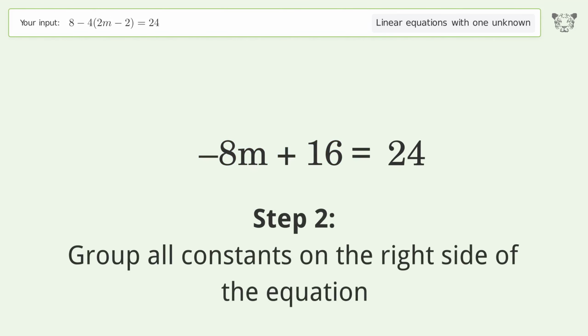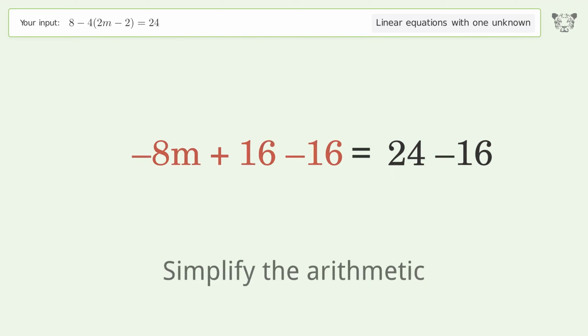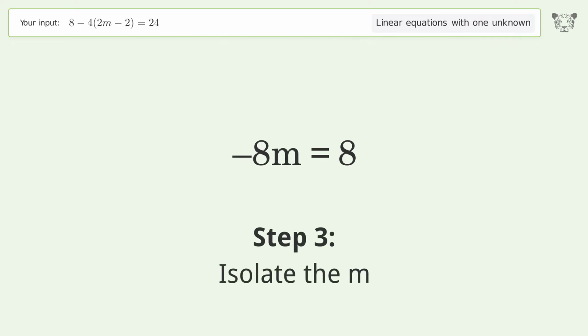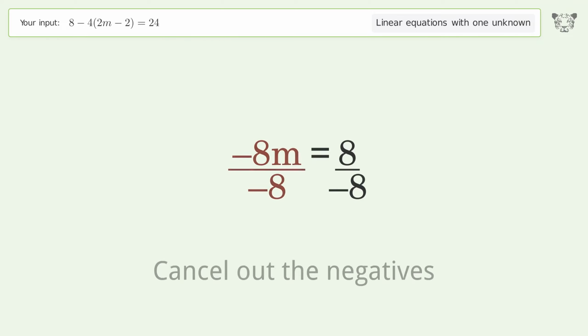Group all constants on the right side of the equation. Subtract 16 from both sides. Simplify the arithmetic. Isolate the m. Divide both sides by -8. Cancel out the negatives.